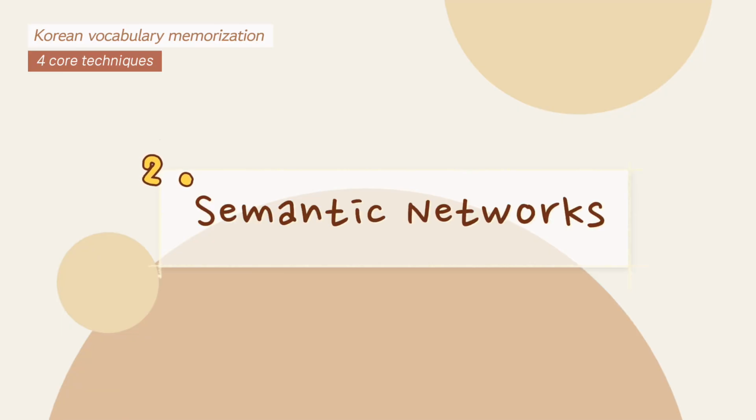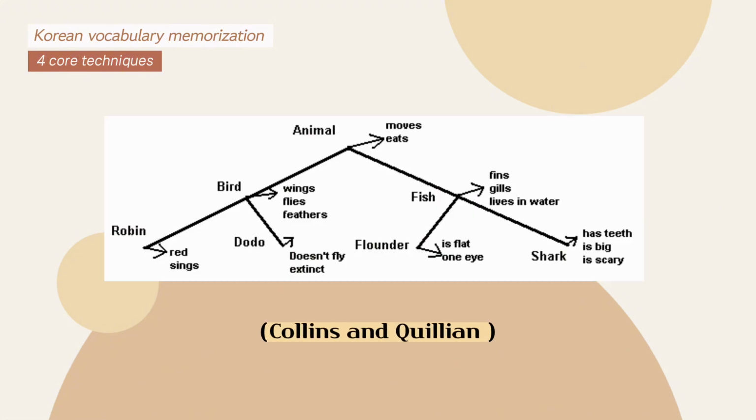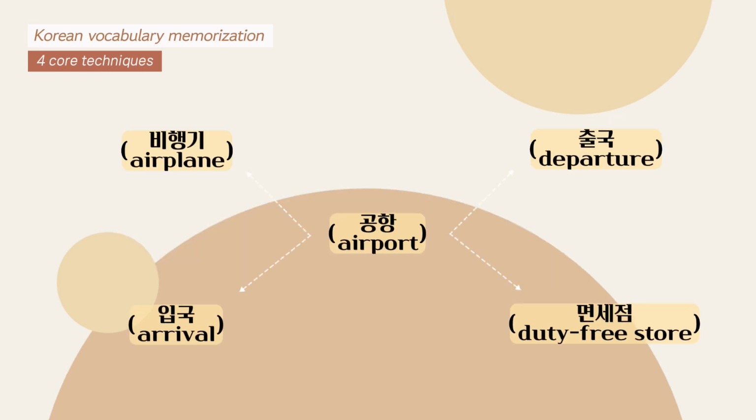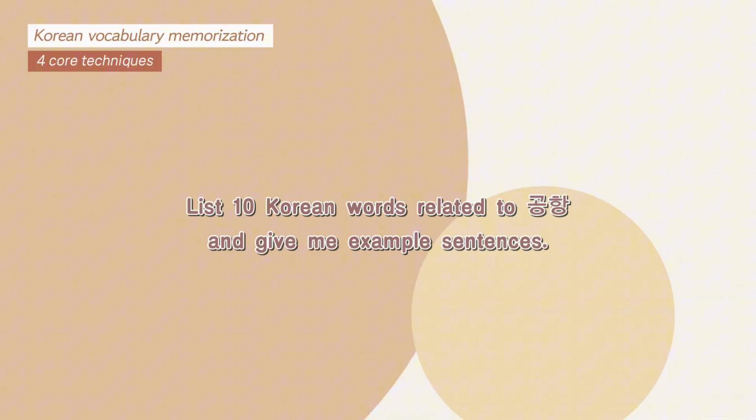Semantic networks. This theory from Collins and Quillian says our brain stores language like a web. So if you learn 공항, your brain should also link it to related words. Again, you can ask ChatGPT for that. List 10 Korean words related to 공항 and give me example sentences.